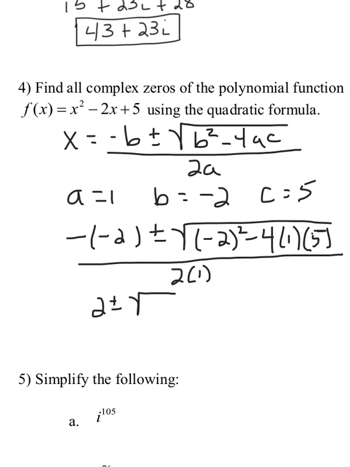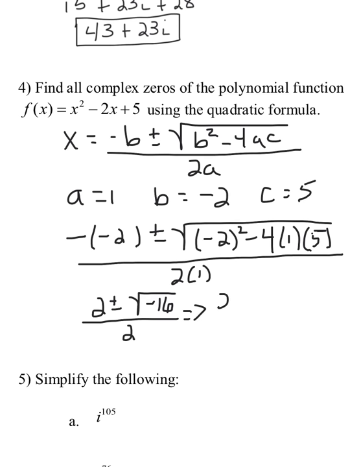So here I have a -2 squared, which is 4, and then minus 4 times 1 times 5, which is 20. So 4 minus 20 gives me a -16. So that's what's going to go underneath my radical, all over 2. And now I need to simplify this.